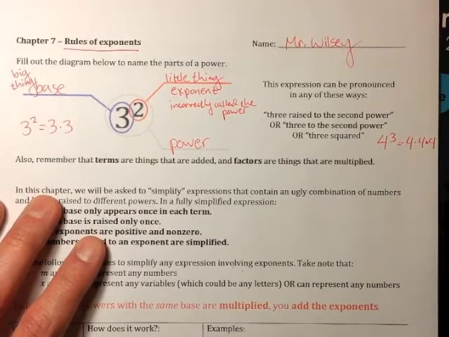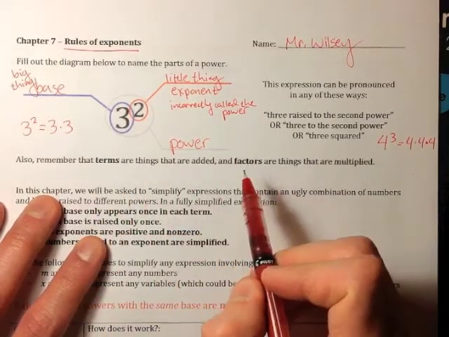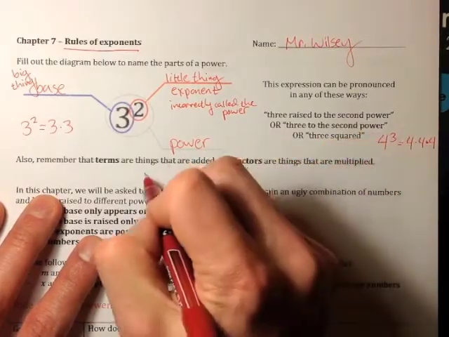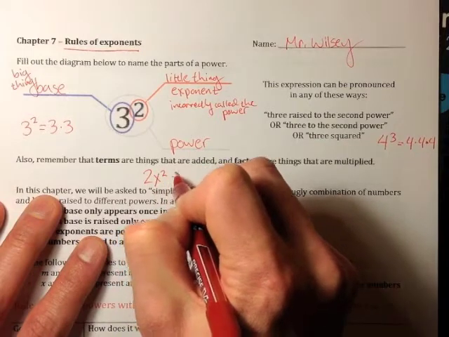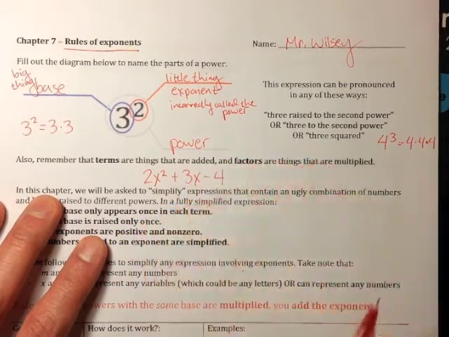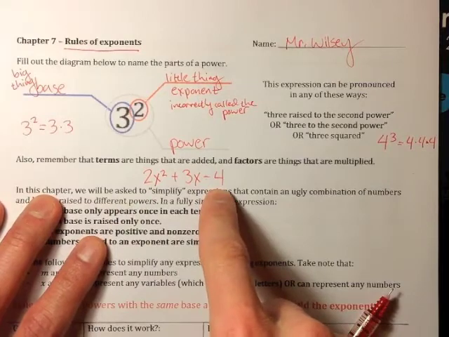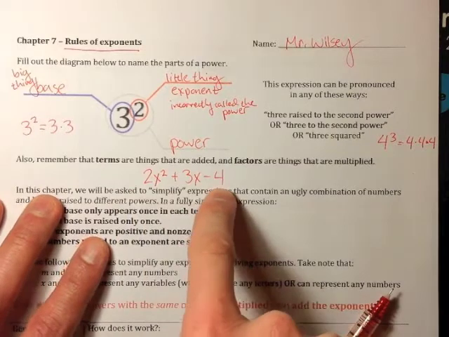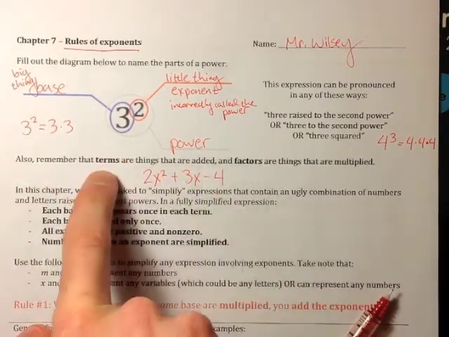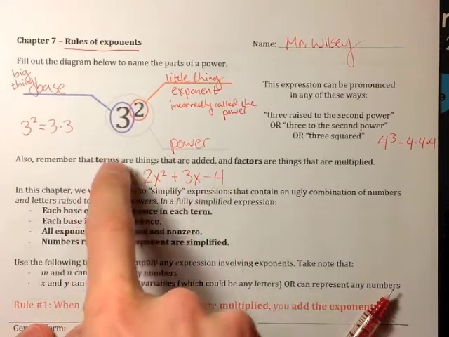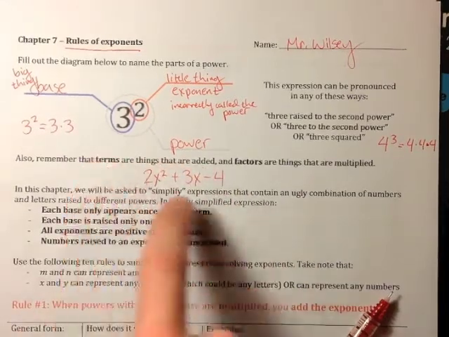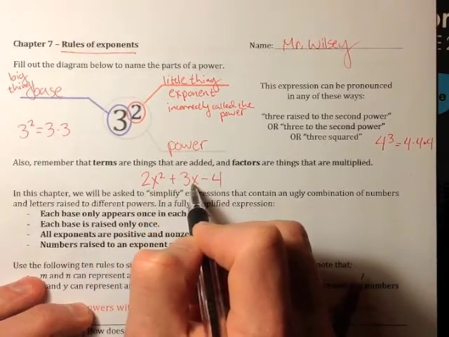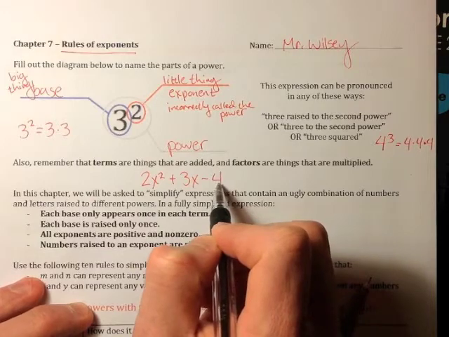Now, before we go on, I want to make sure that you have these 2 mathematical words in your brain. Let me give you an example. 2x squared plus 3x minus 4. This is an expression. It's not an equation because I don't have an equal sign, but it is an expression. Now, there are 3 terms in this expression. There are 3 things that are added together. There's the 2x squared, that is a term, 3x is a term, and negative 4 is a term.